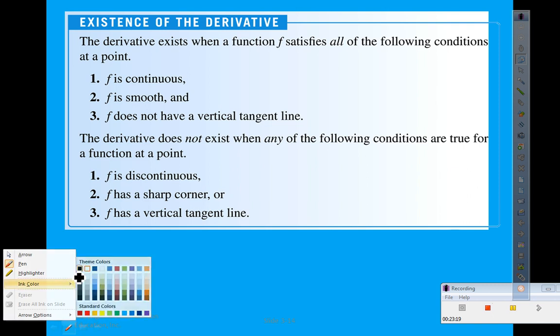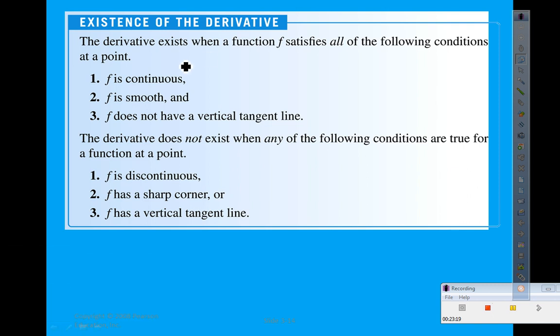You can see this in the book, but the derivative exists for a function when all of these conditions are defined. It's got to be continuous. So this means no jumps, no breaks, no holes. If there's a jump or a hole there, there's not a derivative at that point. There's not a rate of change at that point. It's got to be smooth. It can't have any sharp points to it. And then there's no vertical tangent lines. And I'll show you an example of that here.